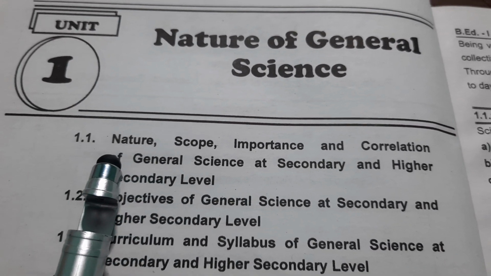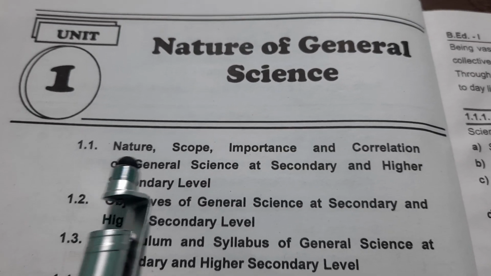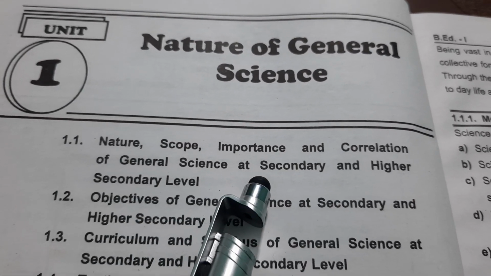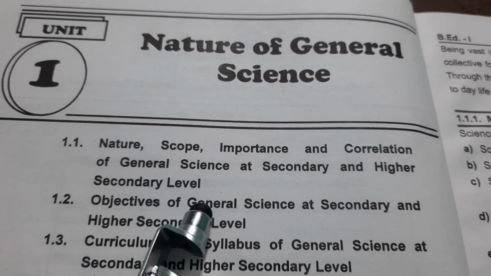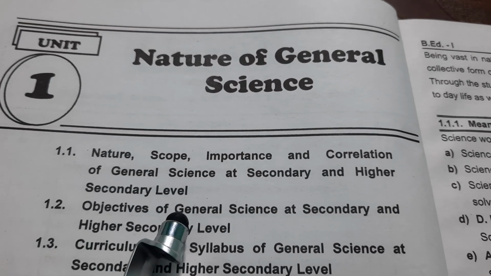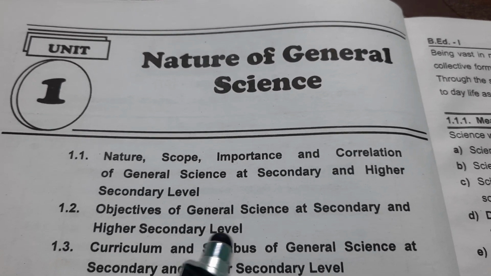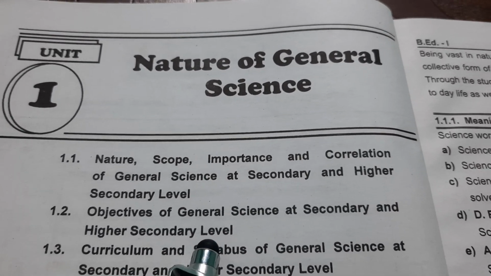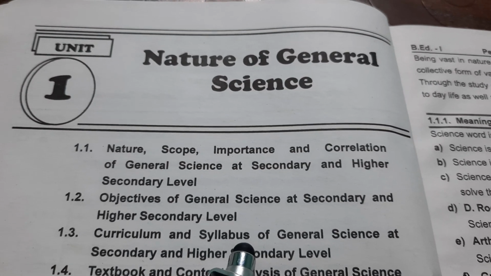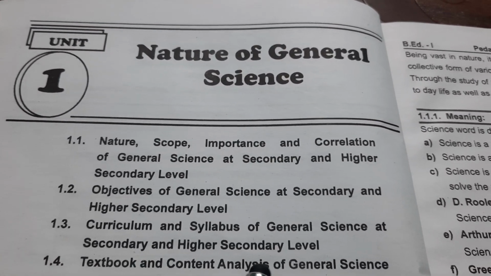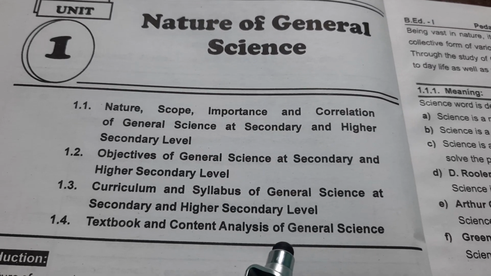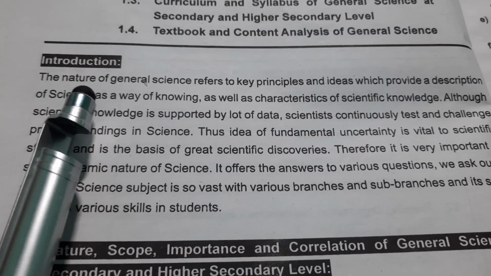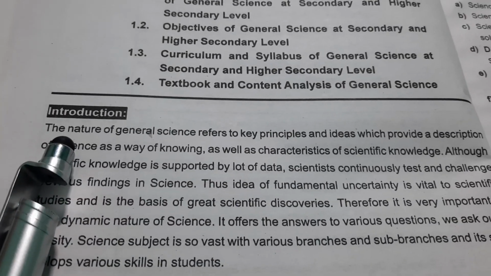In this we are going to take down the notes on nature, scope, importance and correlation of general science at secondary and higher secondary level. Then objectives of general science at secondary and higher secondary level. Then curriculum and syllabus of general science at secondary and higher secondary level. Textbook and content analysis of general science. So the first thing you all have is introduction. You all can take down, okay?